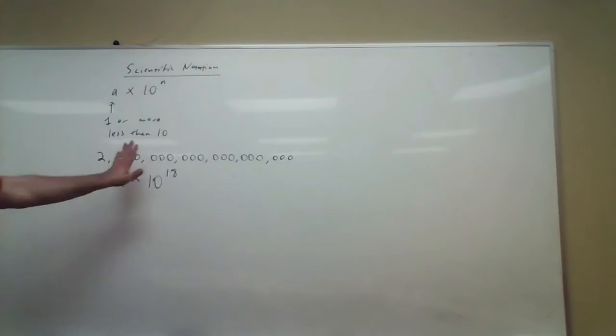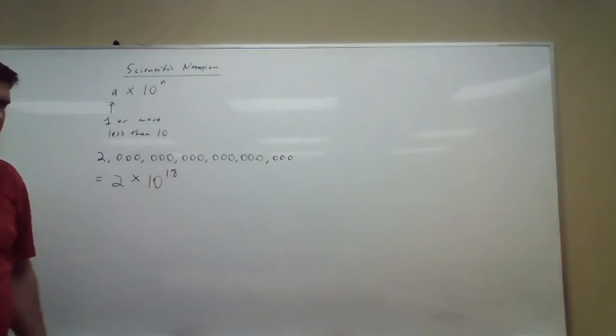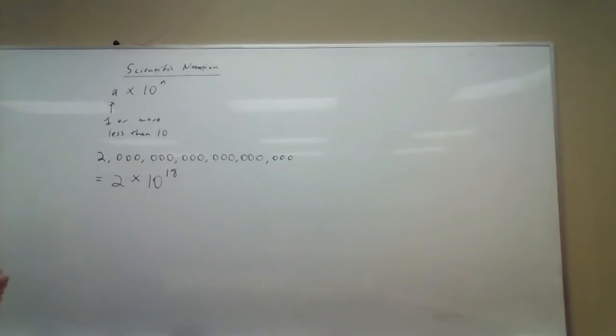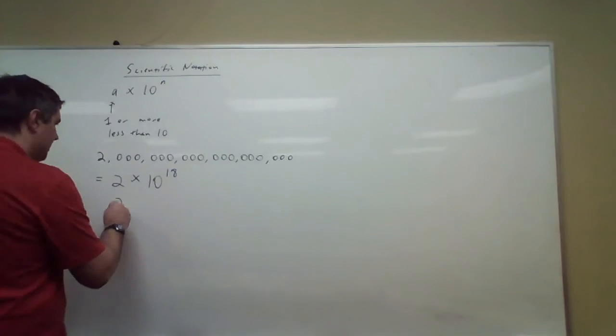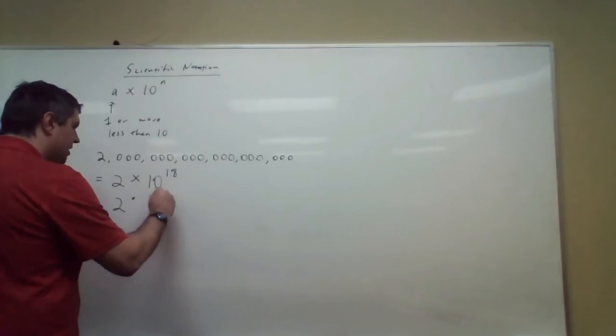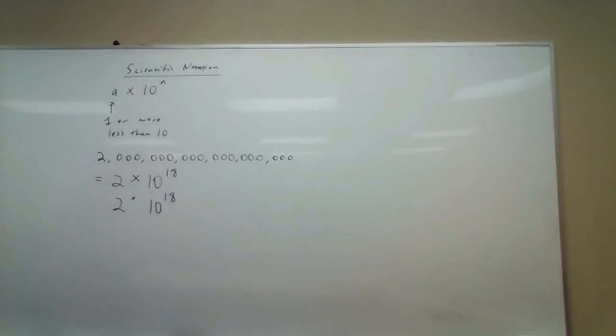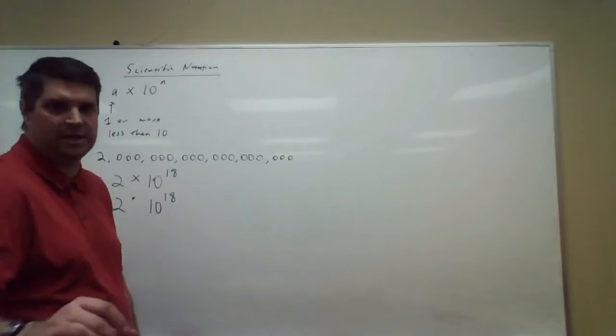Okay? Yeah, it's a space saver. It saves space, it saves time. Or another way you might see this written is 2 with a times dot times 10 to the 18th. That's another way you may see this written. So let me pause this and show you how to convert to scientific notation.